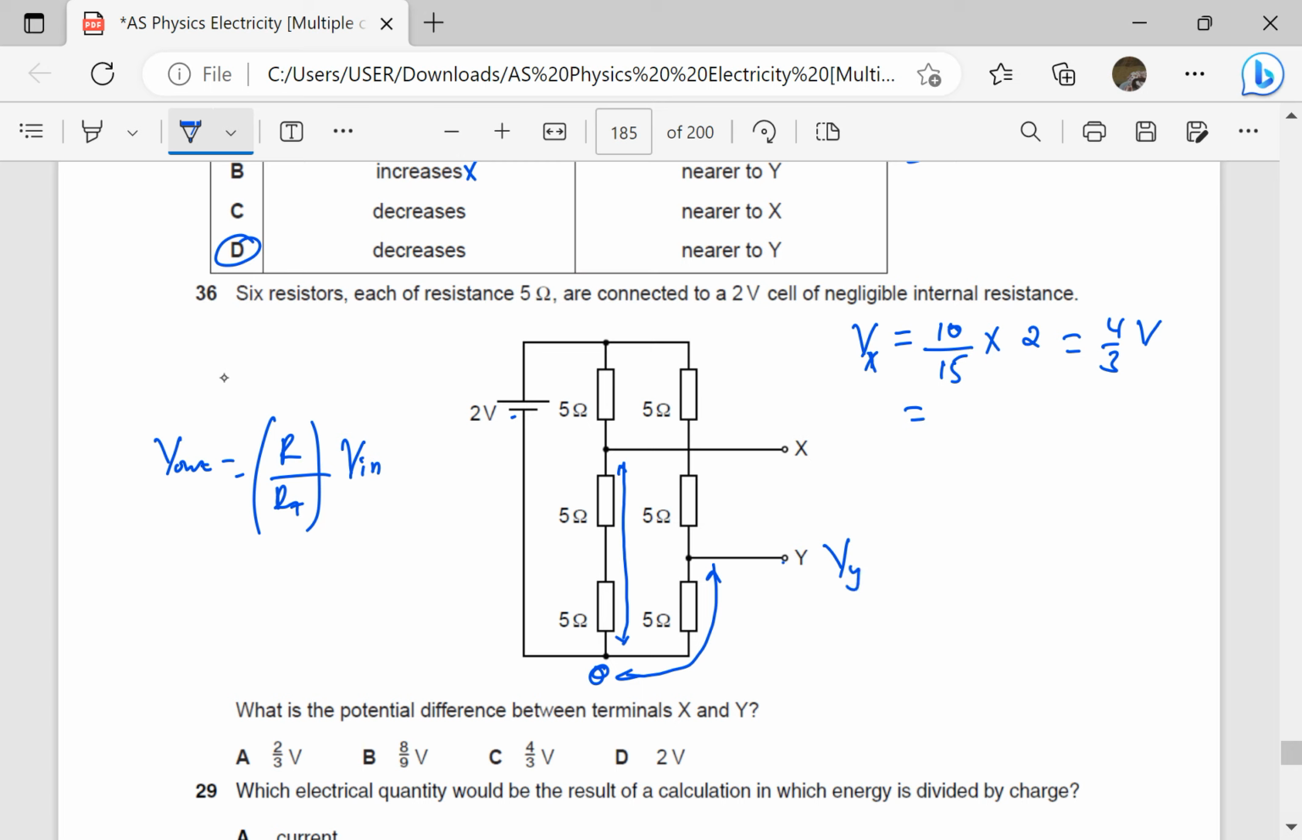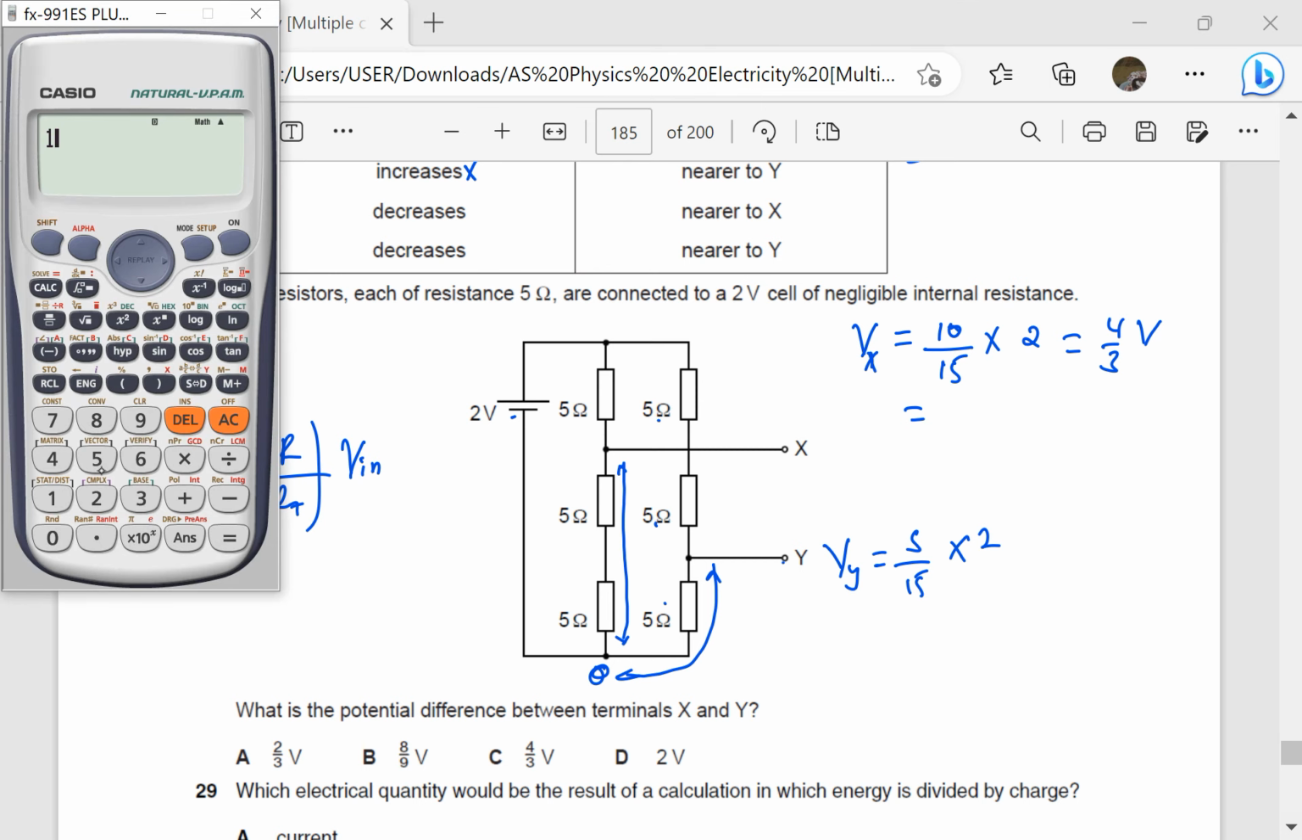The potential at Y is going to be, the resistance there is just 5. Total resistance on that branch is 5 plus 5 plus 5, which is 15. Then times the voltage supply, which is 2. So you have 10 divided by 15, which is 2 over 3.